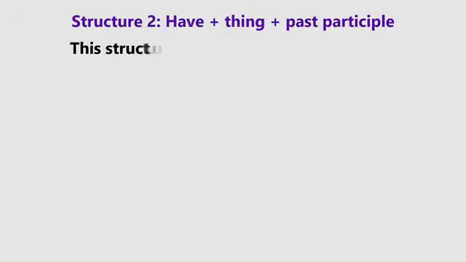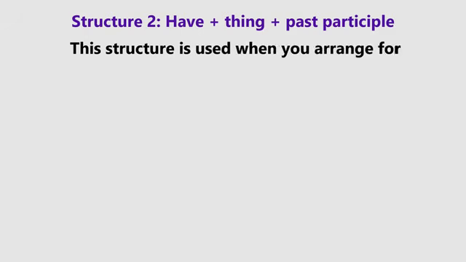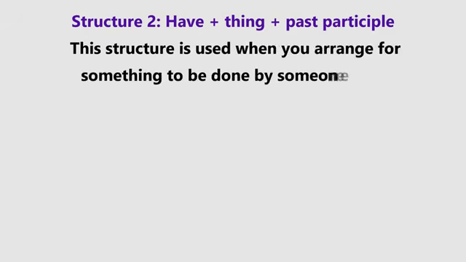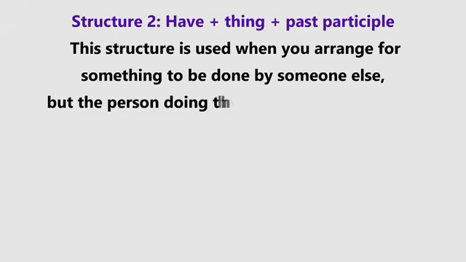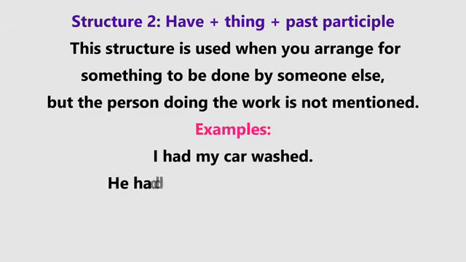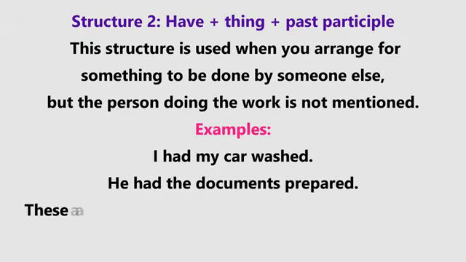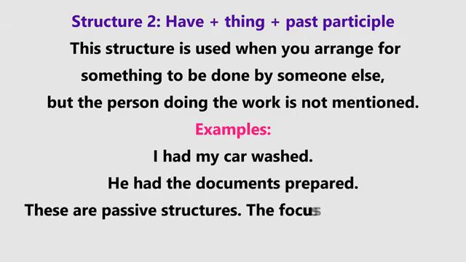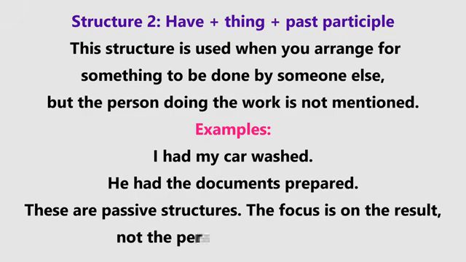Structure 2: have plus thing plus past participle. This structure is used when you arrange for something to be done by someone else, but the person doing the work is not mentioned. Examples: I had my car washed. He had the documents prepared. These are passive structures. The focus is on the result, not the person doing the work.